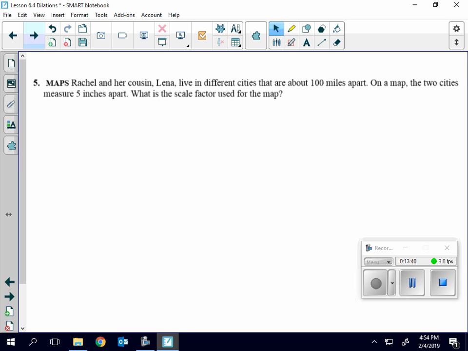Okay, now let's look at number 5. Rachel and her cousin Alina live in different cities that are about 100 miles apart. On a map, the two cities measure 5 inches apart. What is the scale factor? We're looking for what do you multiply by to get the map. Well, I start off at 100, right? And I'm going to multiply it times something to get my map, which is 5.